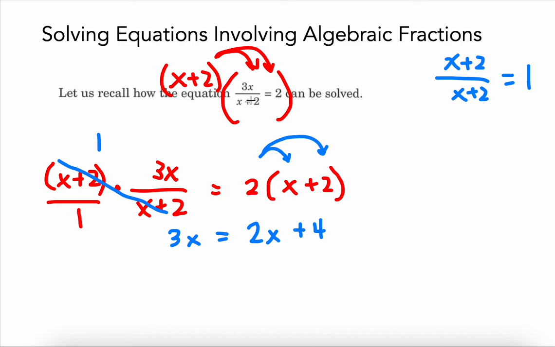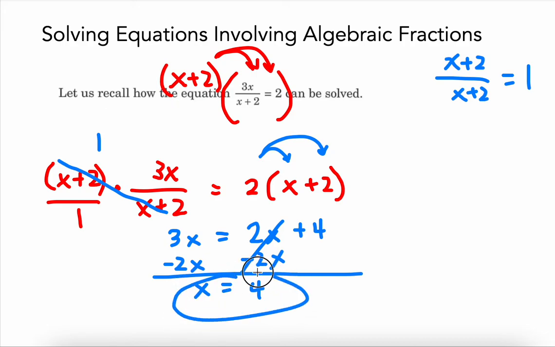And look at that, we just changed that mess of an equation with that denominator to just 3x equals 2x plus 4. Then we can solve this equation like normal. We're going to subtract 2x on both sides, so we get all the x's on the left-hand side. 3x minus 2x is just 1x equals 4 left over. So my answer is x equals 4.